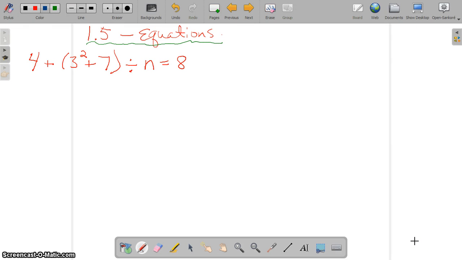Hey Algebra 1 students, we're going to do a few problems from section 1.5. This section is on equations. Equations you've done before, you've been doing equations since pre-algebra, so I'm not too concerned about it.